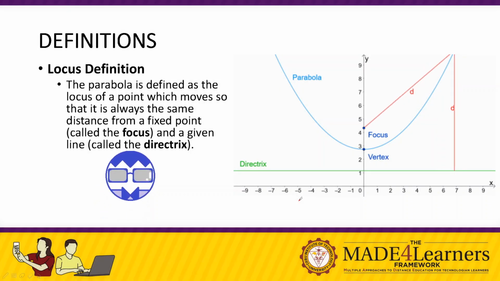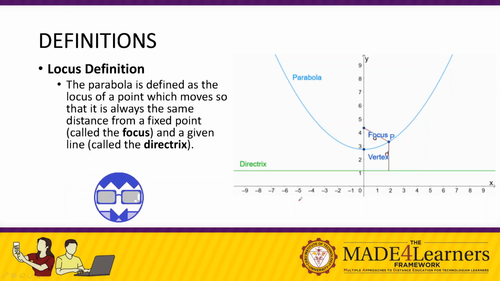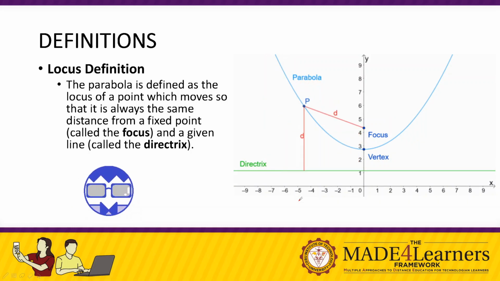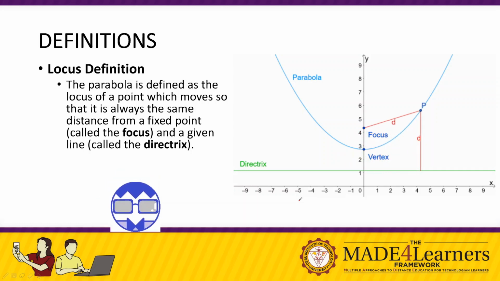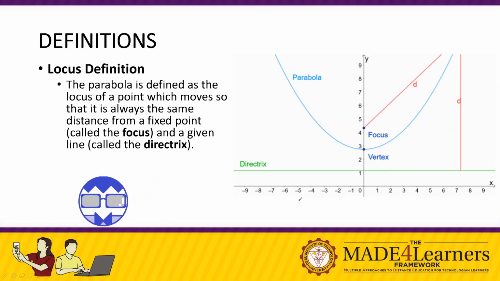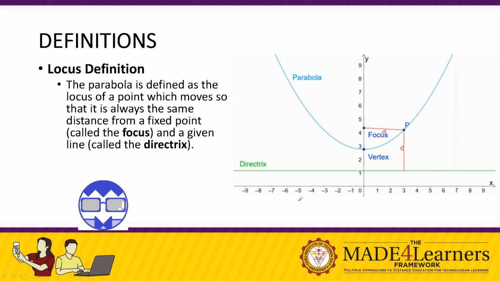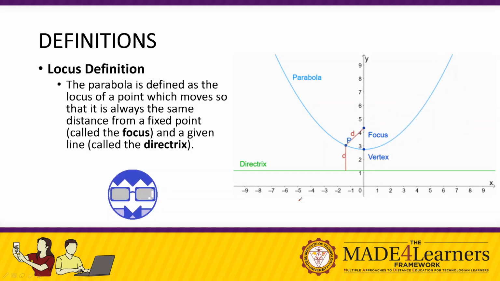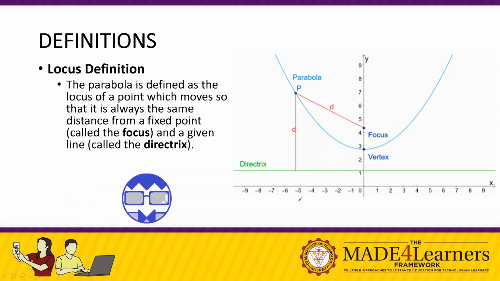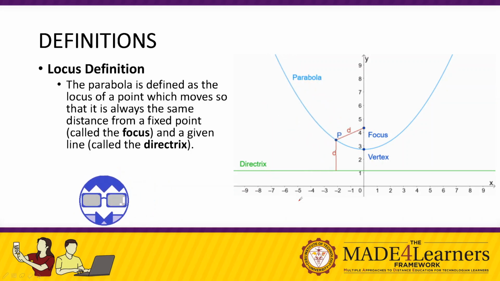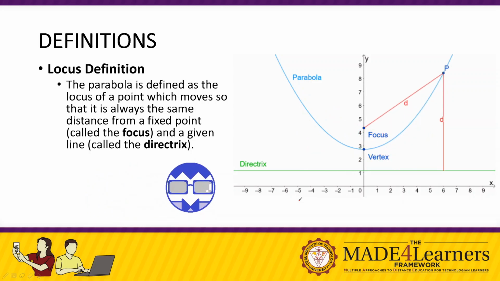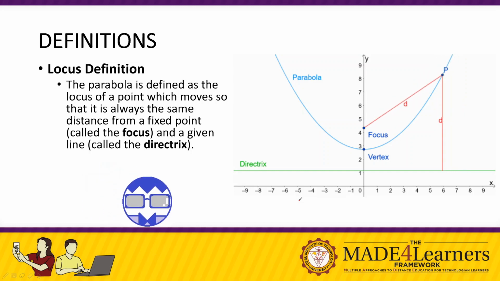In this video, we are going to discuss the second formal definition of the parabola. We have the locus definition. So what does the locus definition state? The locus definition states that the parabola is defined as the locus of a point which moves so that it is always the same distance from a fixed point, called the focus, and a given line called the directrix.